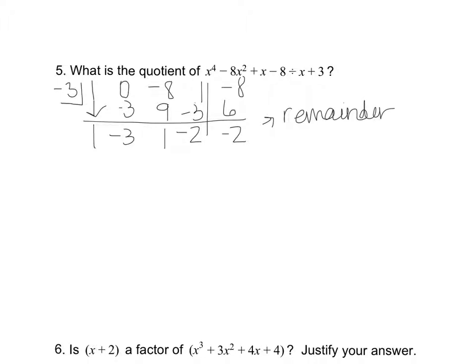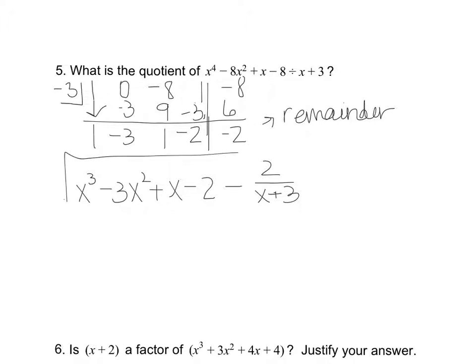So we write out our answer. Everything to the left of this are the coefficients of our terms, starting 1 degree less. So we have 1x cubed minus 3x squared plus x minus 2. And then to write a remainder, I keep the sign as my operation, so it's a negative 2, so I'm going to put minus, and then we put our number 2 over what we divided by, x plus 3. And this is our quotient.